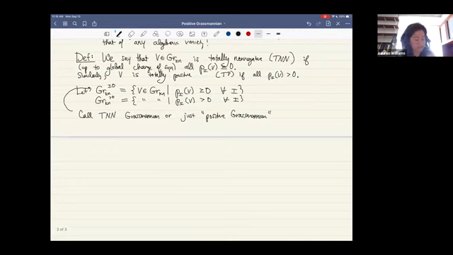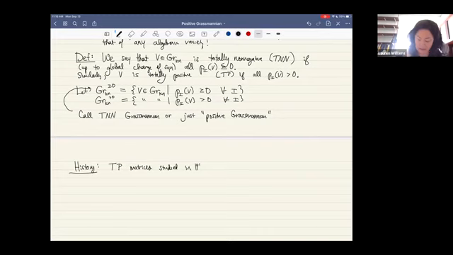Okay, so let me give a little bit of history behind these definitions. The totally positive and totally non-negative matrices were studied in the 1900s by a number of authors, including, for example, Gantmacher, Krein, Whitney, many others.